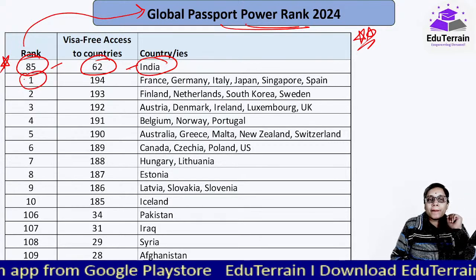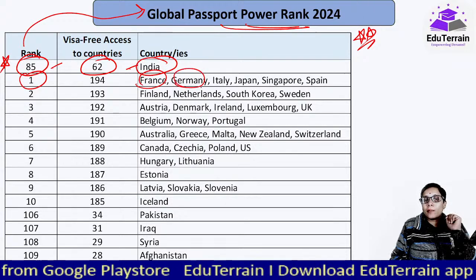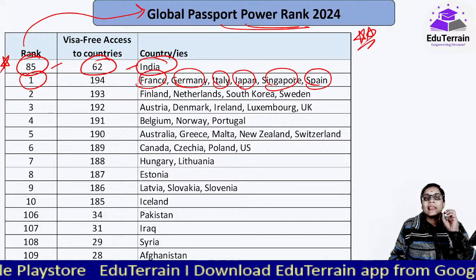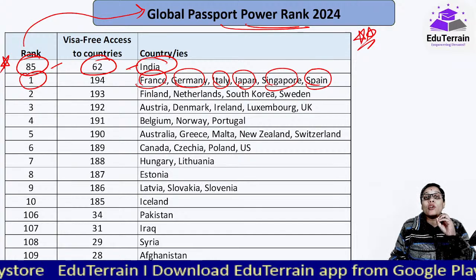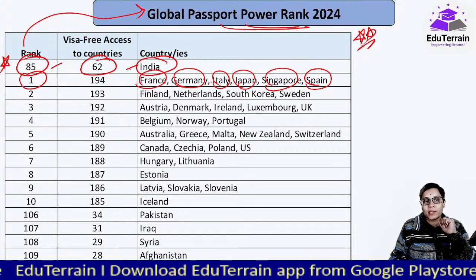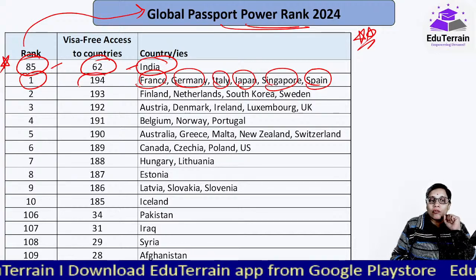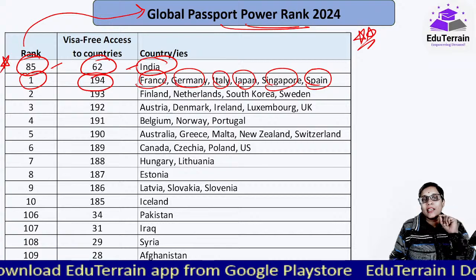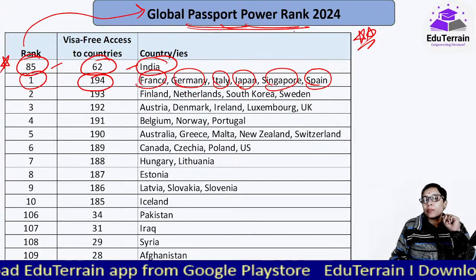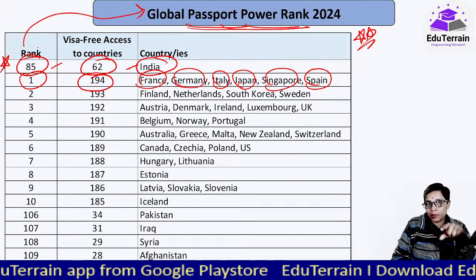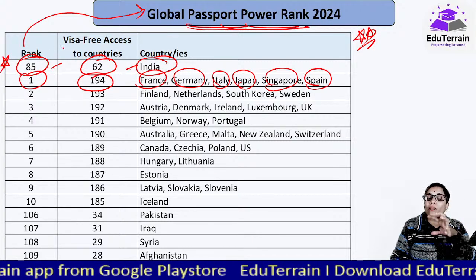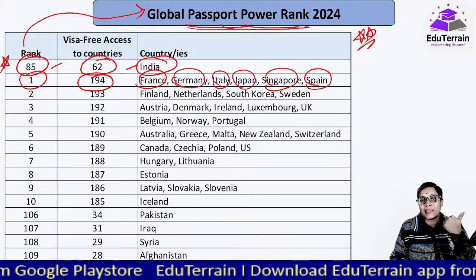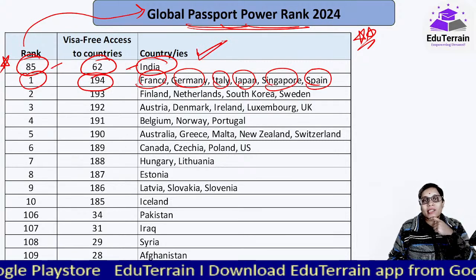First rank is France, Germany, Italy, Japan, Singapore and Spain. These are the powerful passports they have, and they get visa free access to 194 countries. So the global passport power rank is provided based on the visa free access to the number of countries that these countries have.